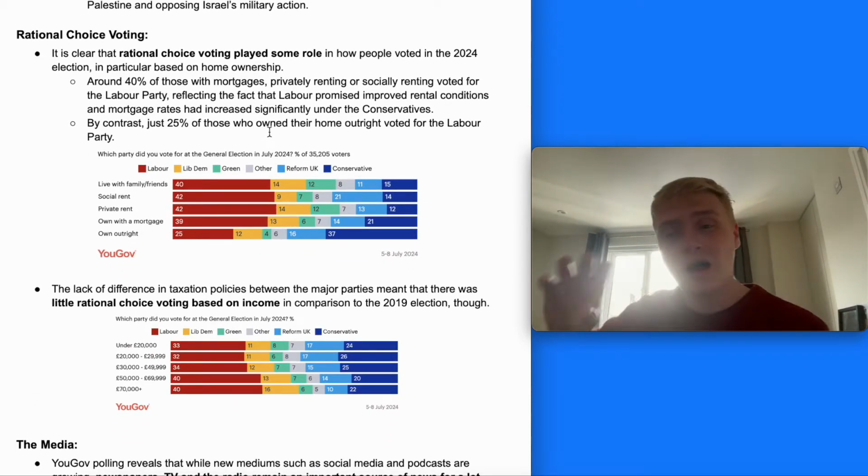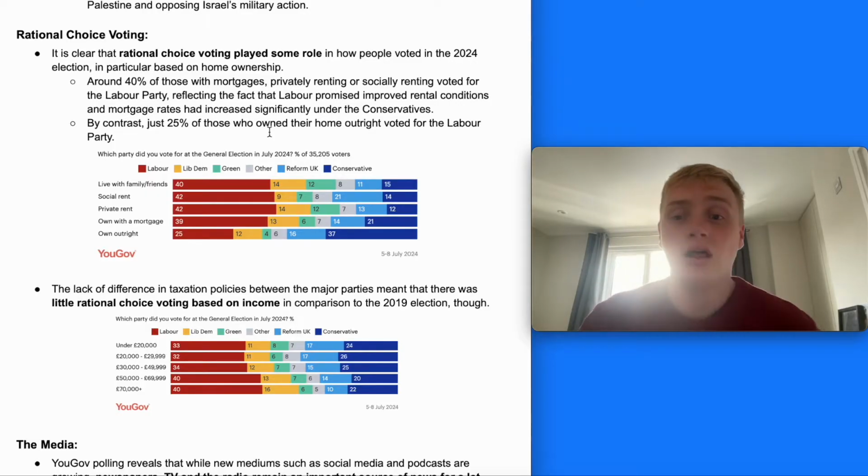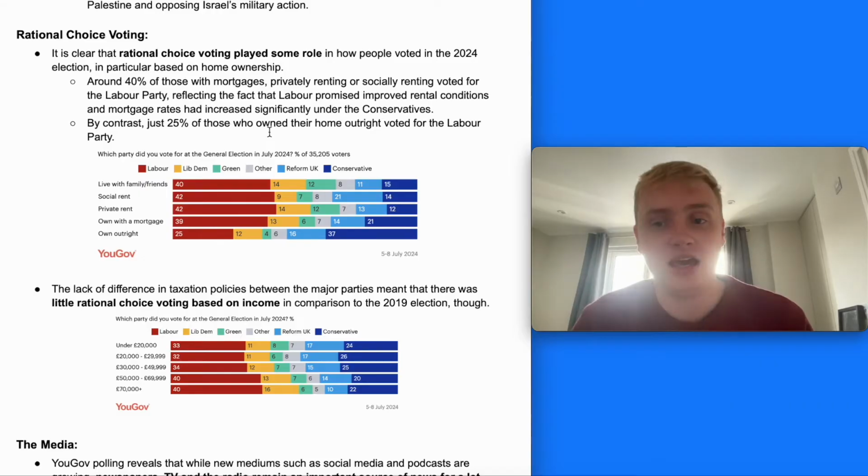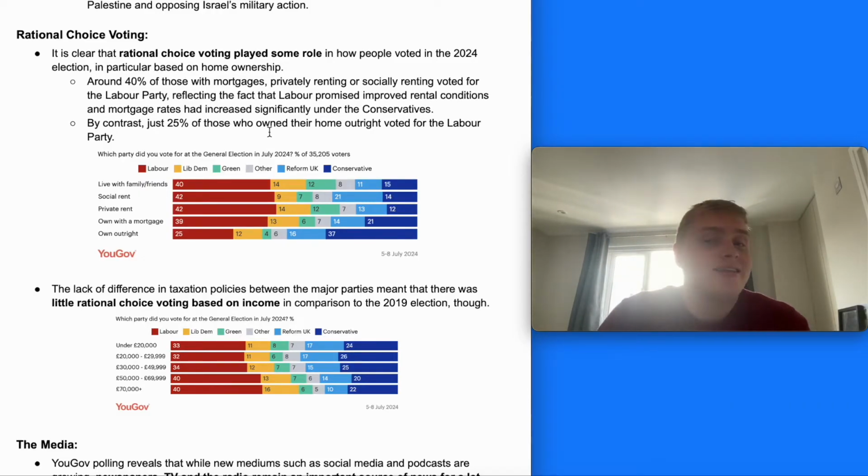played some role, but I think we can say it played less of a role than in previous elections, particularly than in elections in the mid to late 20th century. We can see it in some areas though.